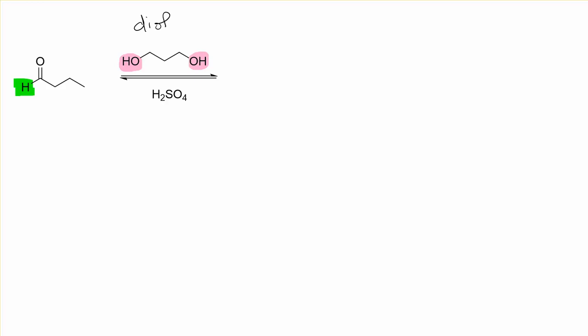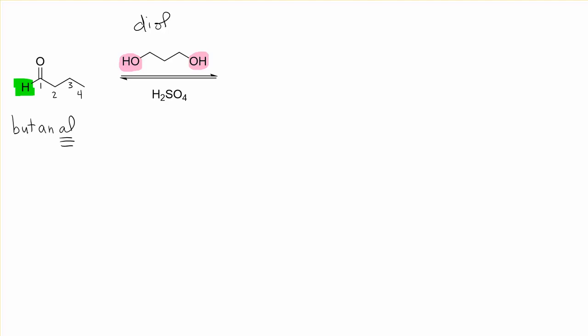Just for funsies, because I care about nomenclature, let's name this aldehyde. Four carbons in the chain means it is a but-, and it is an aldehyde, so that is butanal. The AL ending is the aldehyde ending, so that is butanal. We're going to react it with that diol.